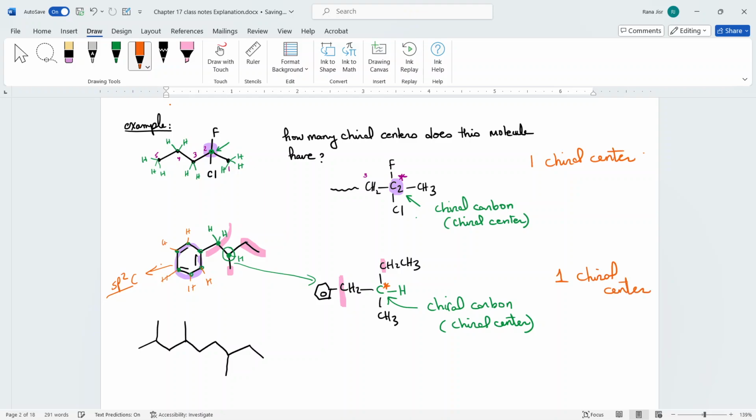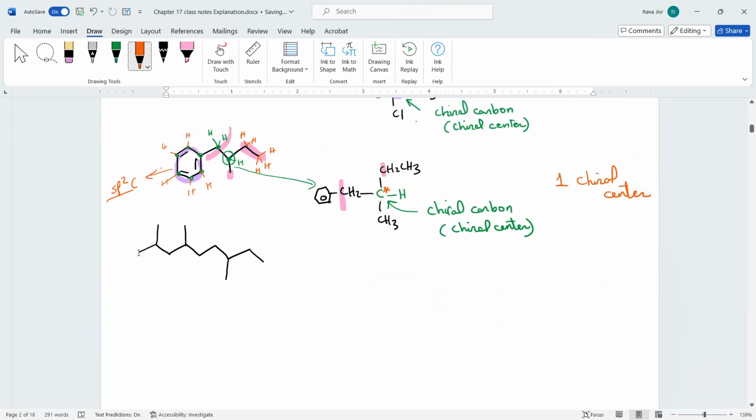Okay, again, why 1 chiral center? Because again, over here I have no chiral center. Here I have no chiral center. So the only center that has 4 different groups is this carbon over here. You should be able to visualize it, guys.